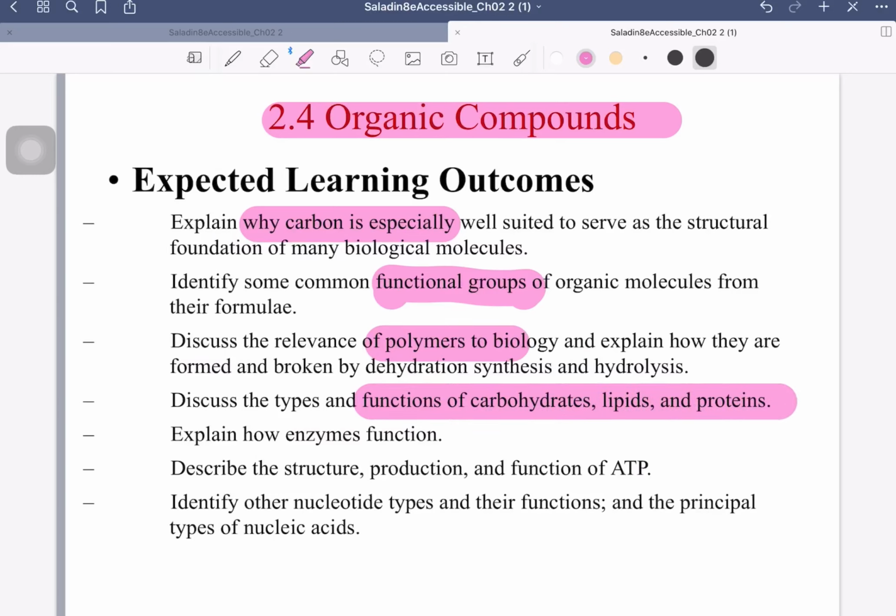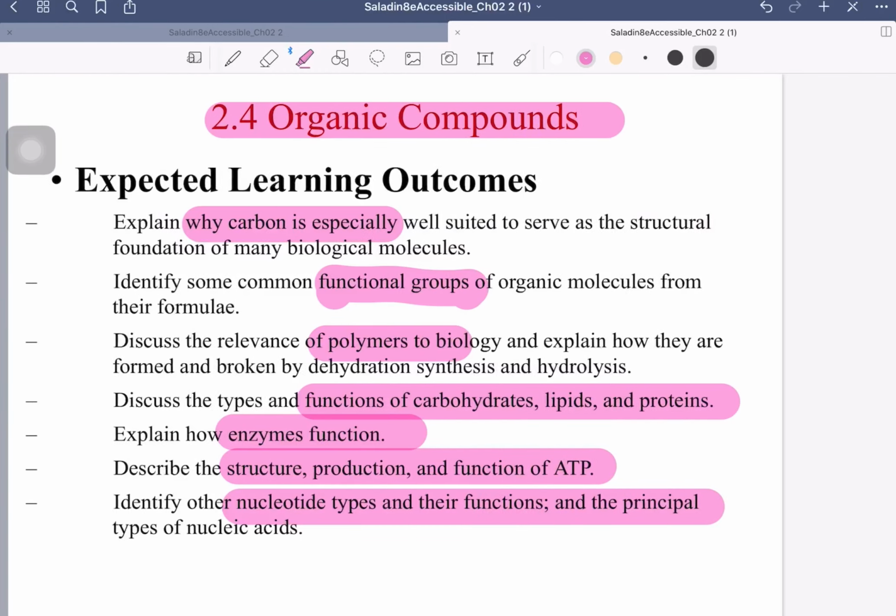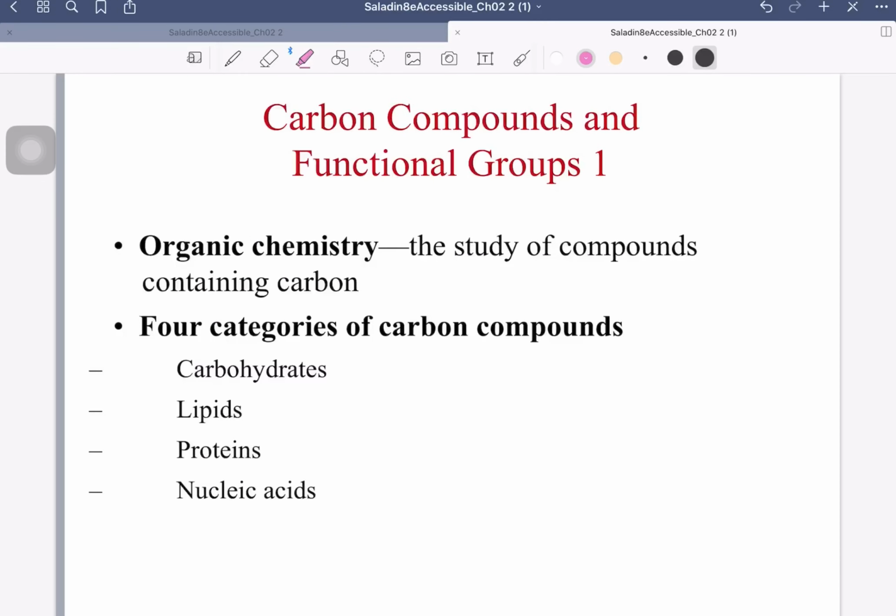That will probably be in a subsequent video. And eventually we'll talk about enzymes, function, and the structure and production and function of ATP. And also talk about other nucleotides and their functions. So the next series of videos really will cover the organic compounds. But in this one, we're going to focus in on largely carbohydrates.